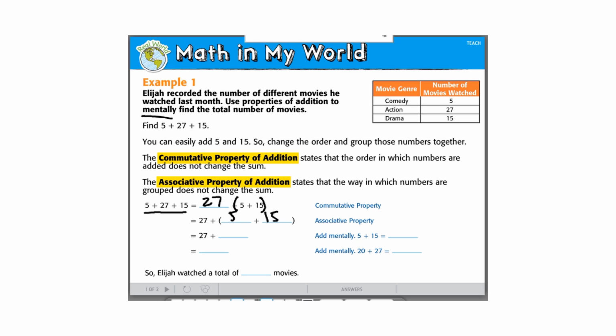So far we've used the commutative property right here because we reordered the numbers. Then we use the associative property right here because we put parentheses around and grouped a certain set of numbers. Everybody see that? Now we can do our addition. We're going to add what's in the parentheses first, which is 5 and 15. That gives us 20. And then we can add 20 plus 27. Anybody know what that is in their head? Ashley, what do you think? 47. 47.